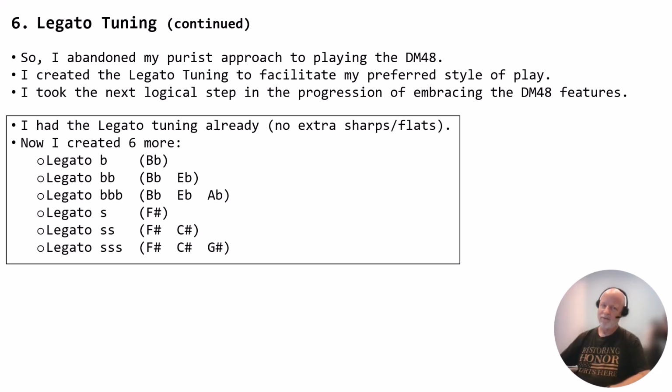The first one I did, leaving it tuned to the key of C, was the legato B, which just flatted the first flat, the B flat. Then the legato BB has 2 flats, the B flat and this next flat, the E flat. Then the legato BBB is the 3 flats: B flat, E flat, A flat. Similarly, I did the legato S for sharps, which puts in the single first sharp, F sharp. Legato SS is for 2 sharps, F sharp and C sharp, and legato SSS with the F, C, and G sharps. Fat cats go, right?